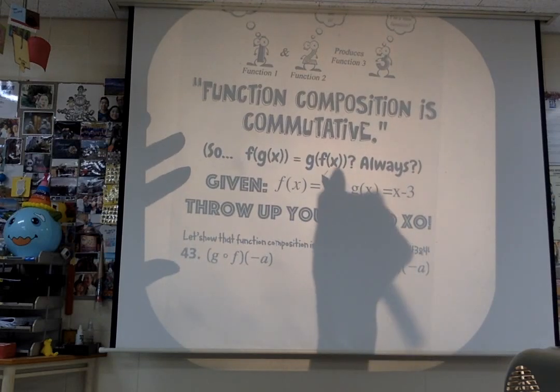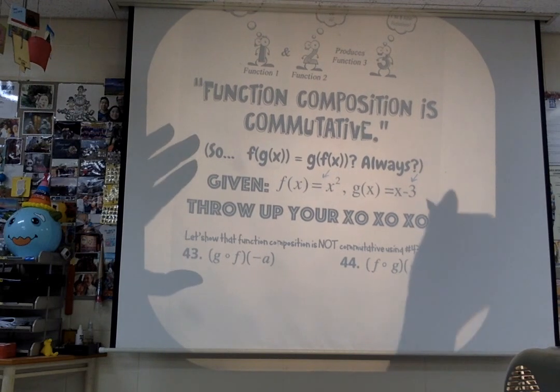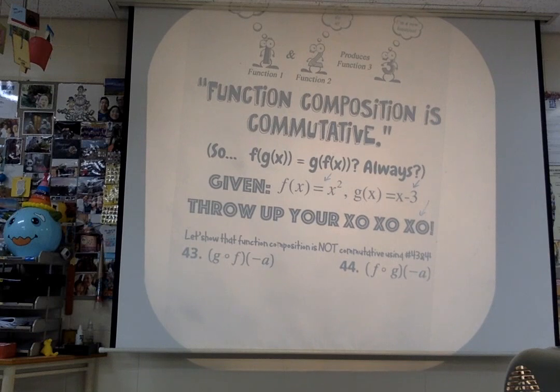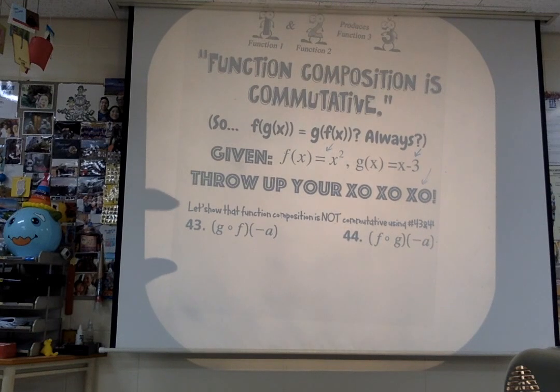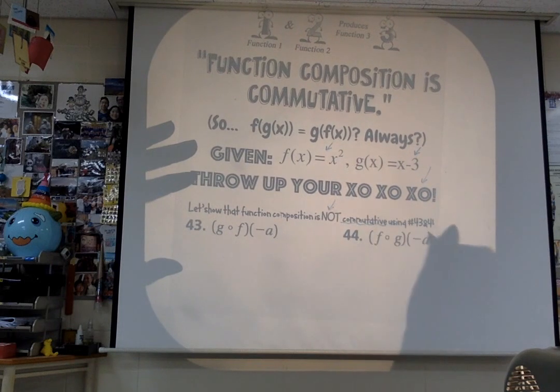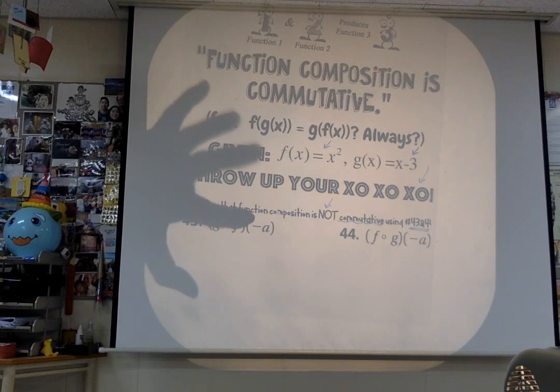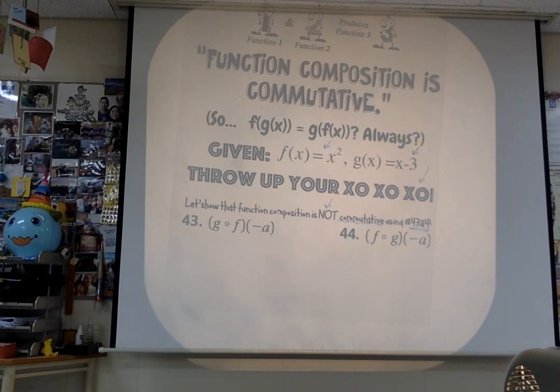So we're going to check it using these two functions. f of x equals x squared and g of x equals x minus 3. Now, we were going to play this game XOXO, but we won't do it. We'll just save it for next time. So we're going to show that function composition is not commutative using 43 and 44. I want to show you g of f of negative a and f of g of negative a. Let's see if it is or is not equal.